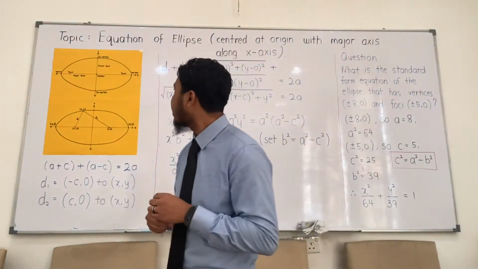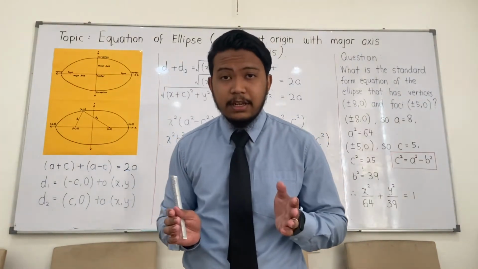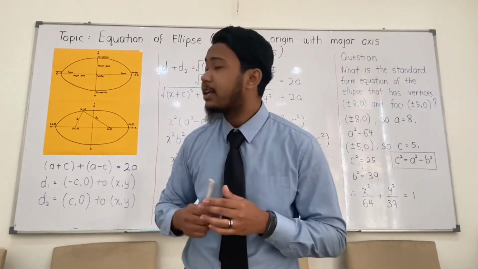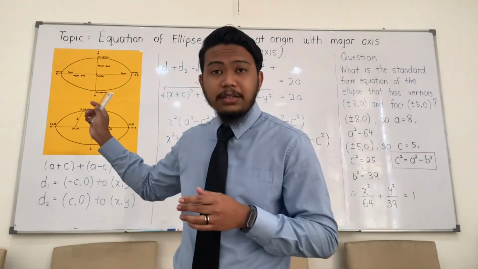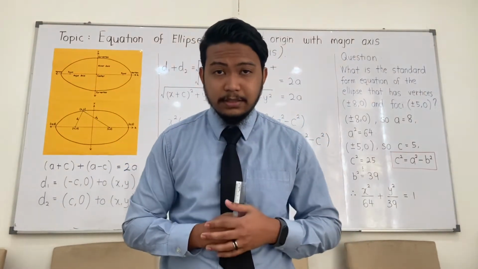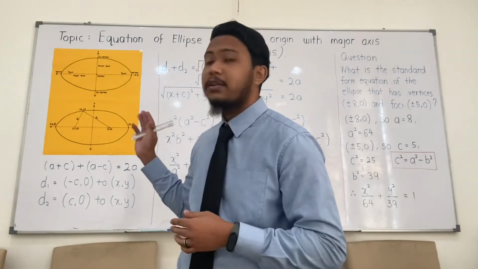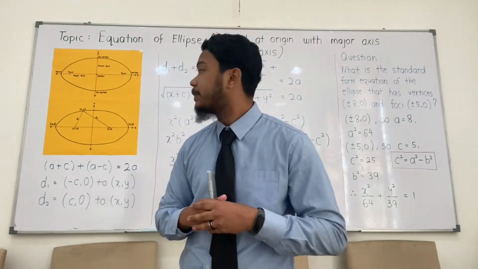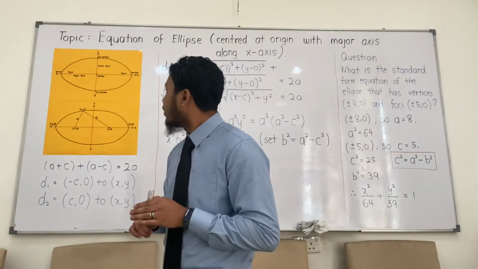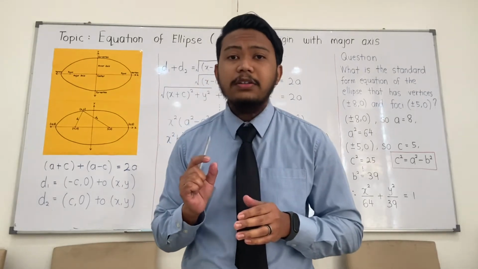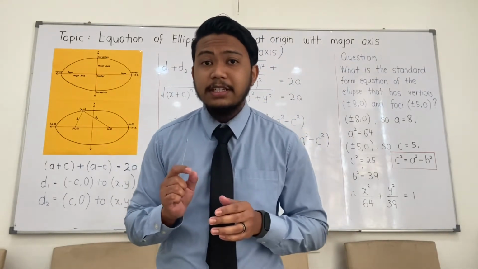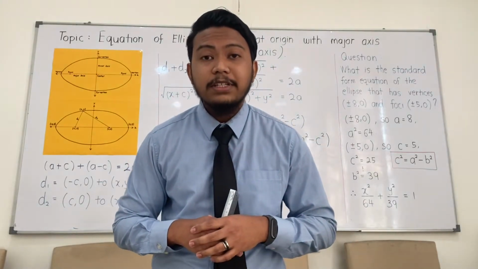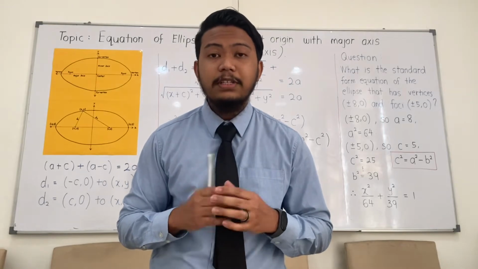Then every ellipse has two axes of symmetry, which is the longer one we call as major axis and the shorter one we call as minor axis. Each endpoint on the major axis we call as vertex, or in plural we call as vertices, vertices of the ellipse.